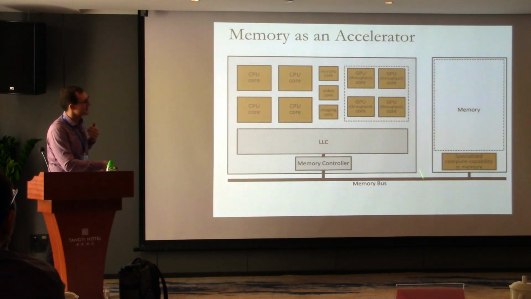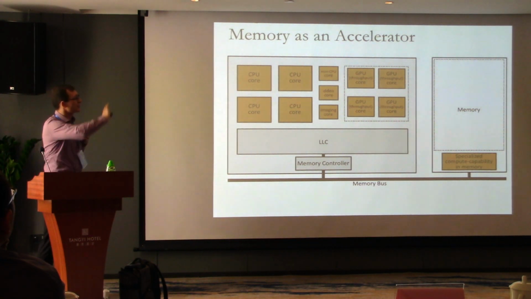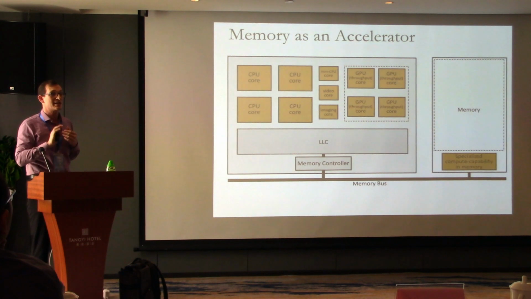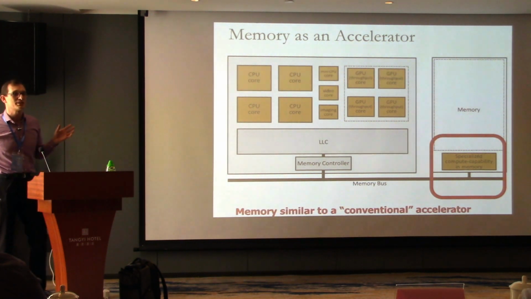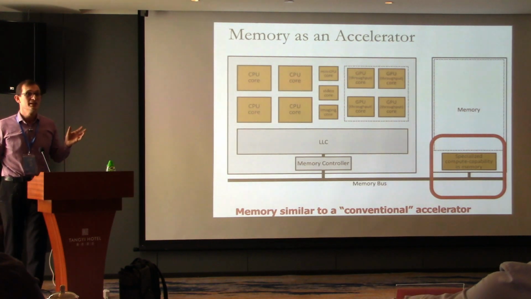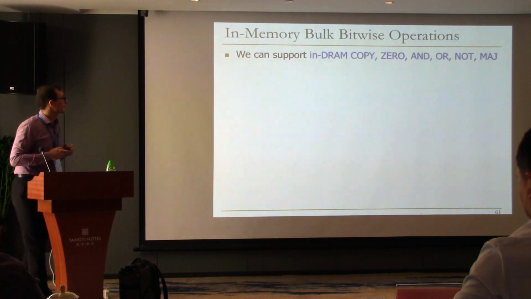There's no accelerator sitting on the other side of the memory bus. Maybe we should be putting some accelerators on that side of the memory bus, taking advantage of the huge amounts of data and the low latency and low energy access to that data. Right? So essentially, memory is very similar to a conventional accelerator, in my opinion. But we need to actually put accelerators over there on the memory side.